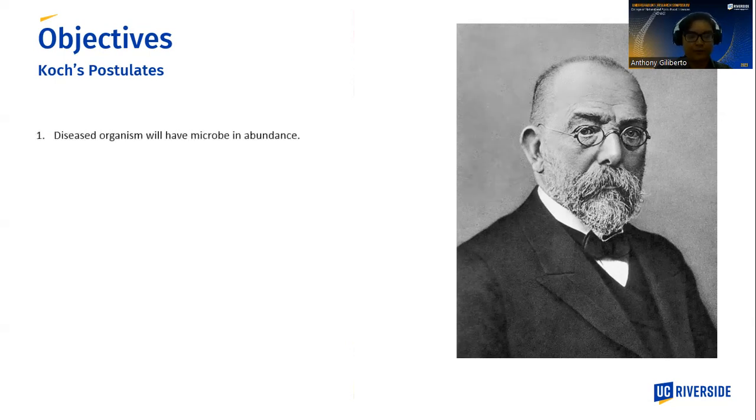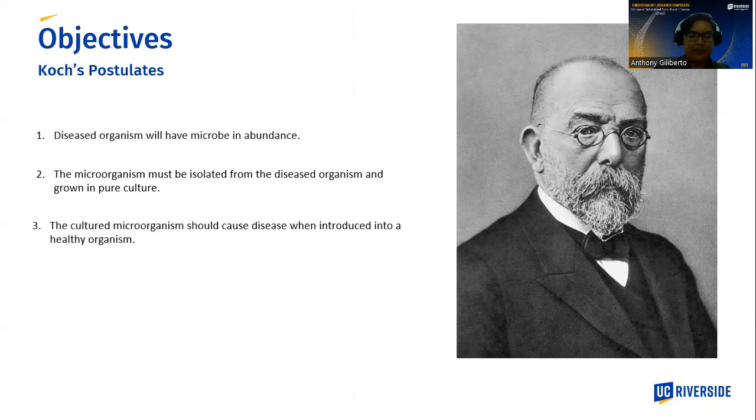So for the first objective, we wanted to see a disease organism that is present with an abundance of a microbe. Objective 2 is that the microbe could be isolated from the infected organism and cultured in media. And objective 3 is to introduce the microbe to a healthy organism, which should cause the disease. And our last objective would be to re-isolate the microbe from the infected test organism.